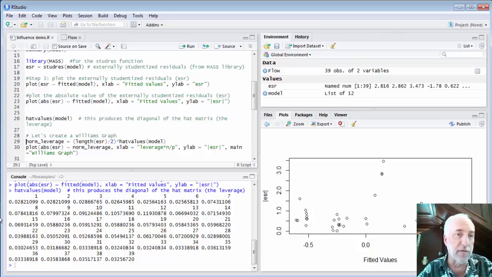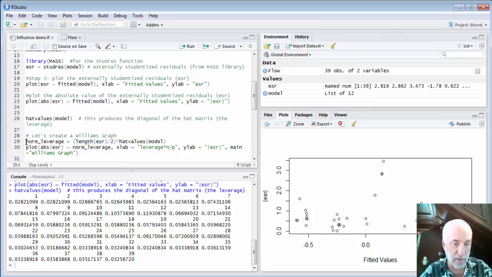So I'm going to define a variable called norm_leverage, which is simply the normalized leverage. I'll take the hat values, so here's my hatvalues function, and I'll multiply by n, which is simply the length of the ESR array. This function length tells me how many data points are in the vector ESR, and in this case, that is 39. Divide by 2 because I have 2 parameters. And that gives me the normalized leverage.